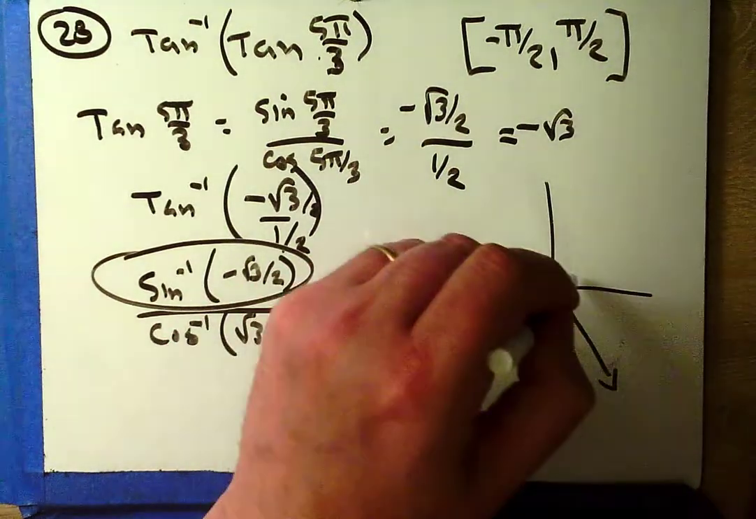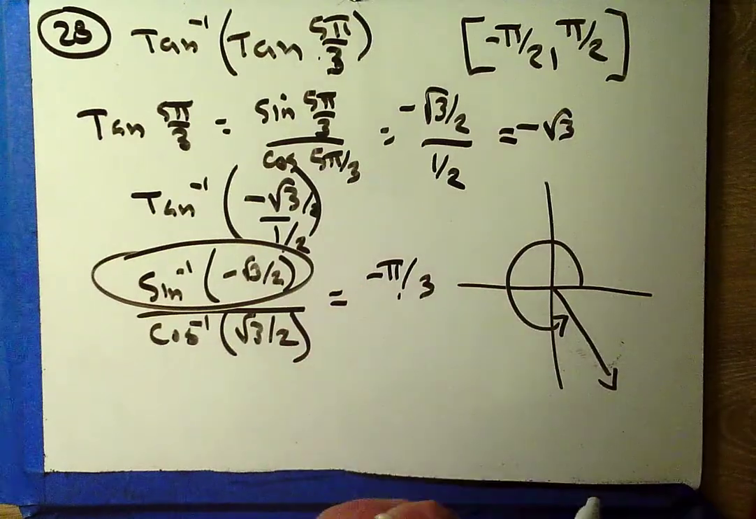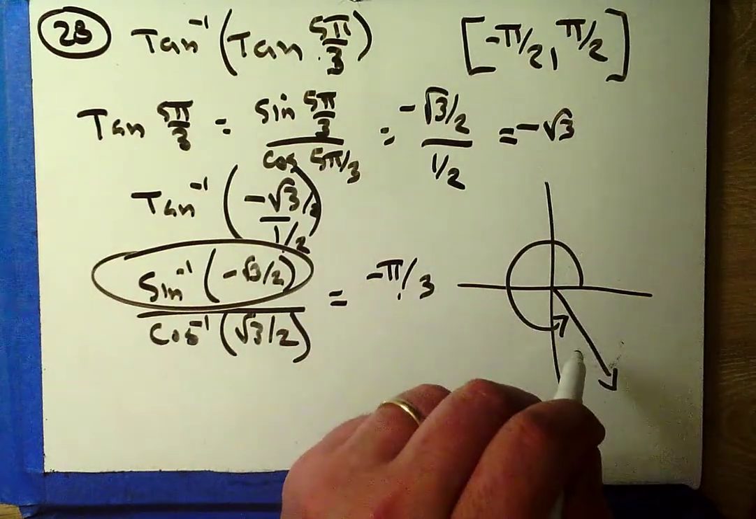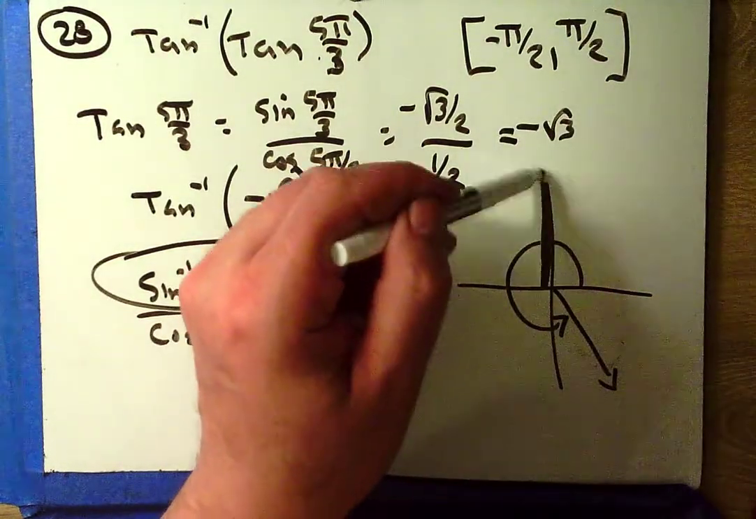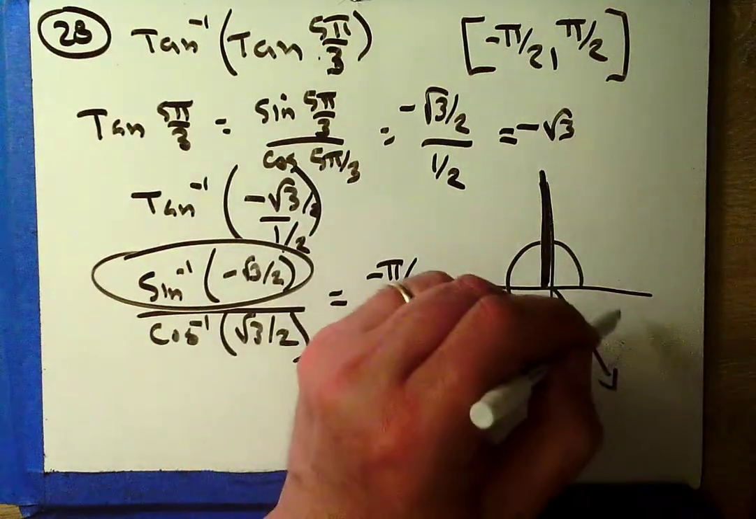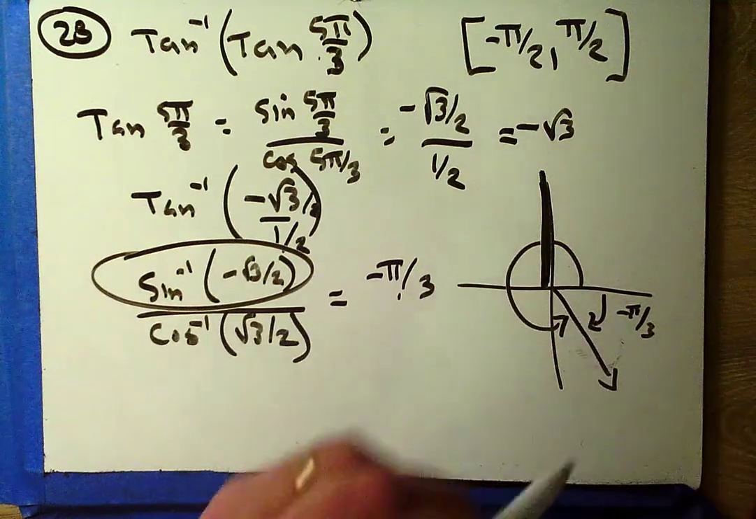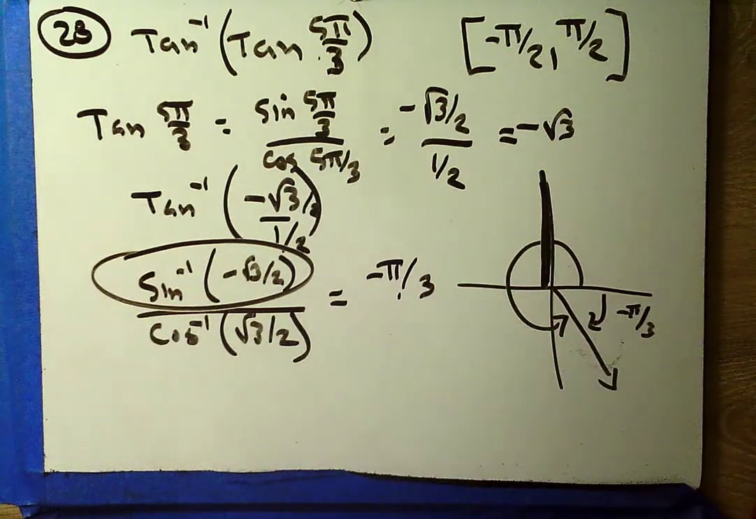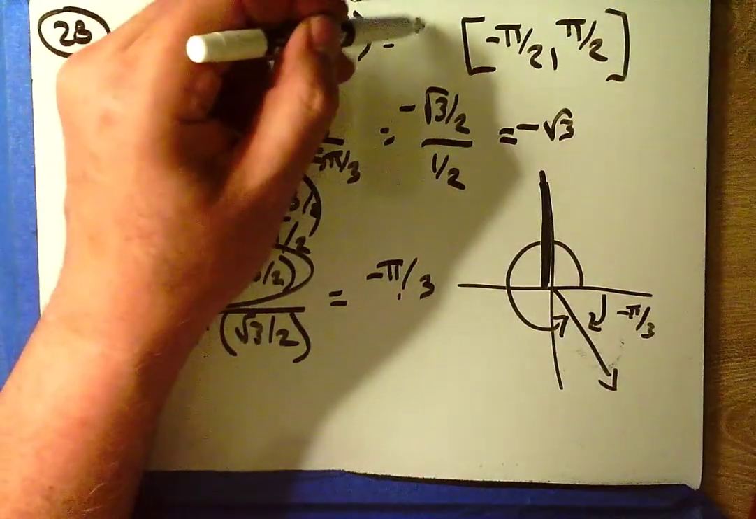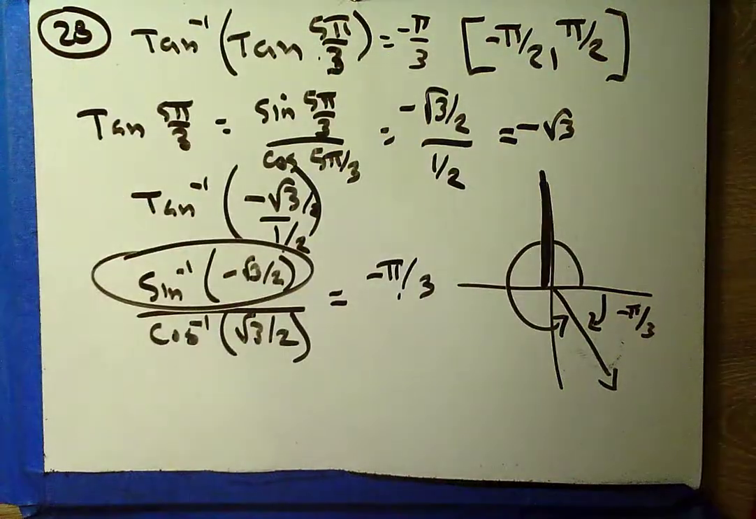You could also do this problem this way. Here's 5 pi over 3, but that's outside of our restriction because our restriction stops here at pi over 2. And we want, therefore, this angle, negative pi over 3. So our answer to this problem is negative pi over 3. That's 28. 29 is another draw a triangle problem. And then look, there's a word problem. Okay, 29.